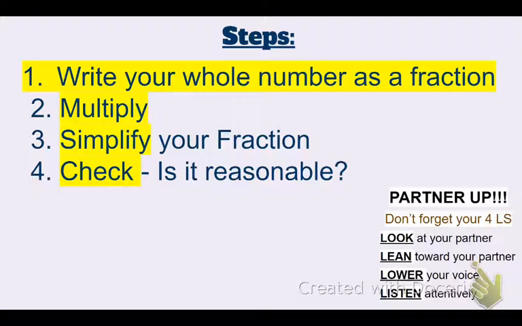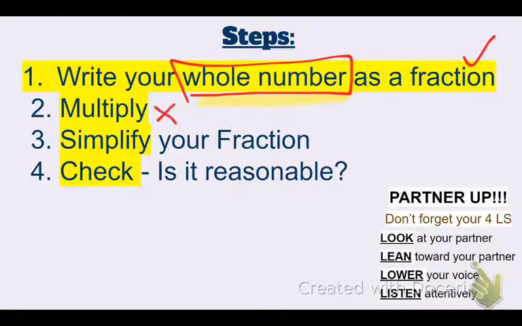All right, Bobcats, here are those steps. So take a moment and pause the video and write these down. Step 1. You need to write your whole number as a fraction. You can always put that whole number over 1. 2, we're going to go ahead and multiply. 3, simplify your fraction. Put it in simplest form. And last but not least, is it reasonable? Does your answer make sense?